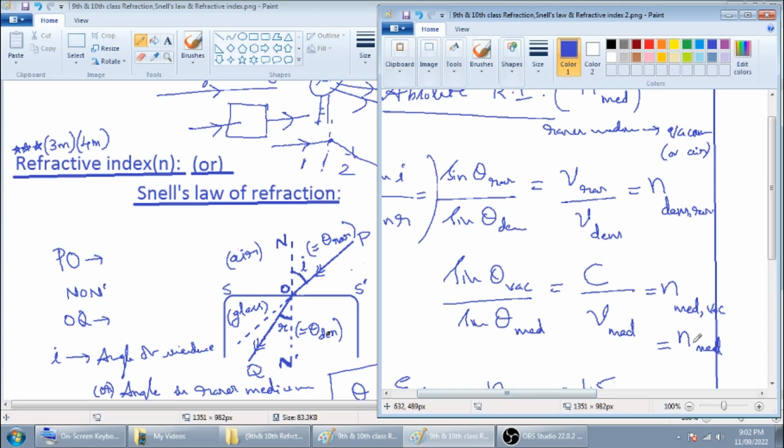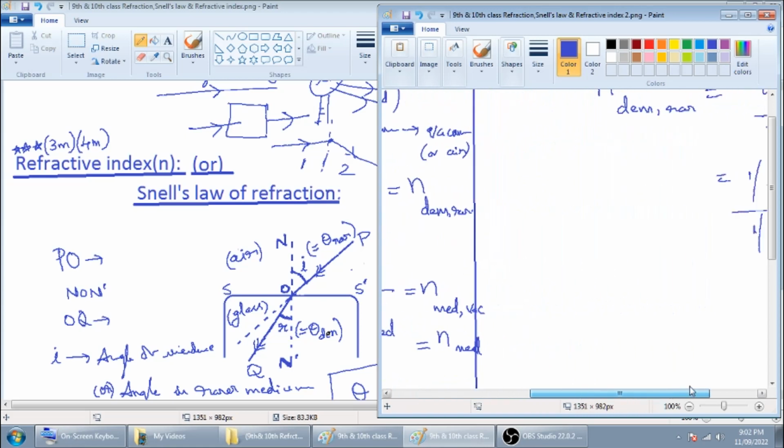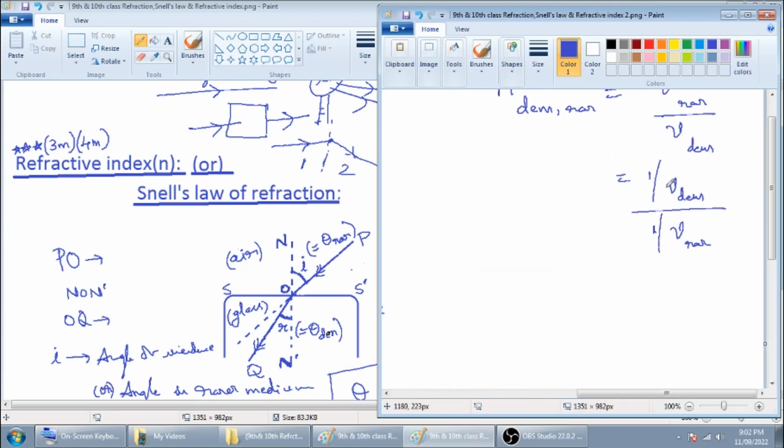Now with the help of this particular equation you can get the simple relation. In order to bring the absolute refractive index here, you multiply the numerator and denominator with C. Then what happens? C divided by V denser. What is C divided by V denser? Nothing but the absolute refractive index of the denser medium. C divided by V medium is the absolute refractive index of that medium. C divided by V glass is the absolute refractive index of glass, from the definition of absolute refractive index.